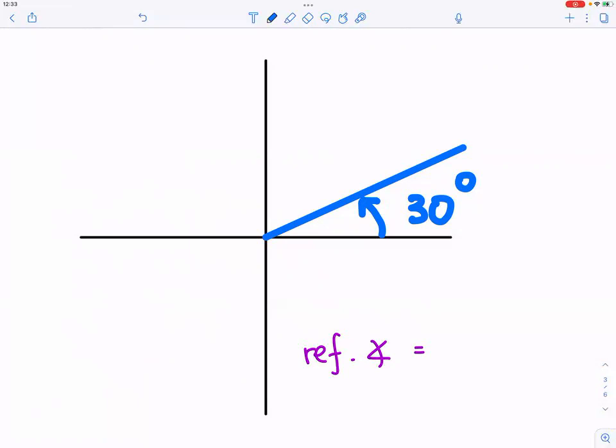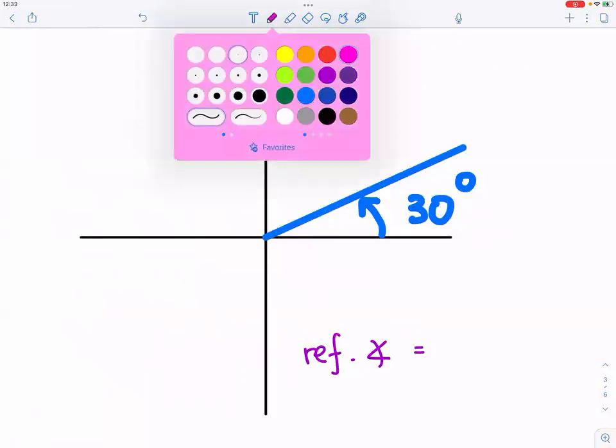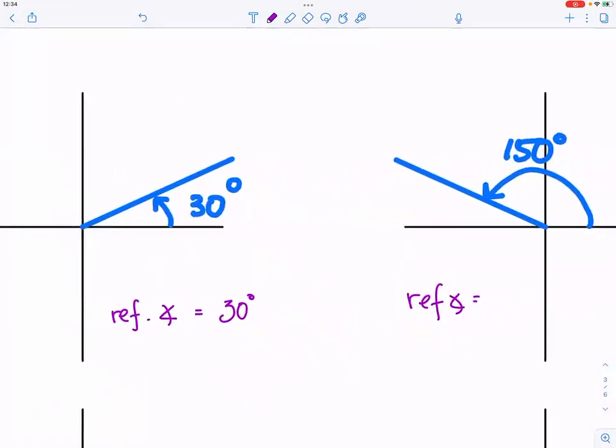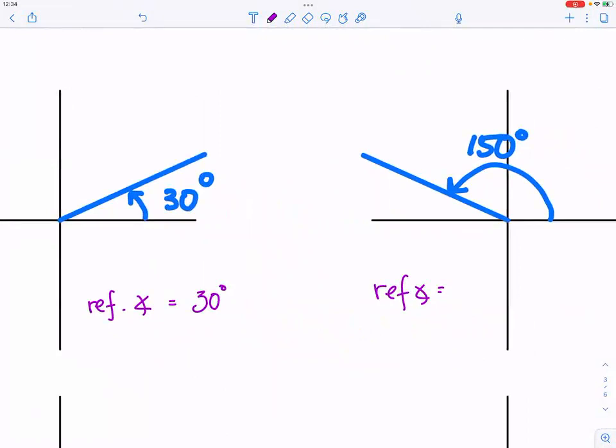Okay, and just do a rough sketch. It doesn't have to be perfectly accurate. Just draw something right here, and you can call it a 30-degree angle. As long as you can see it, that's already very good. So what is the reference angle here? The reference angle here is 30 degrees. And then the next angle you would draw is 150 degrees. Anyone want to guess the reference angle? 30, it's correct.